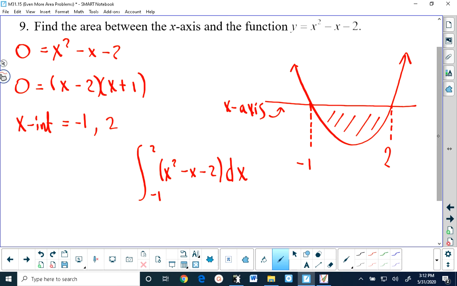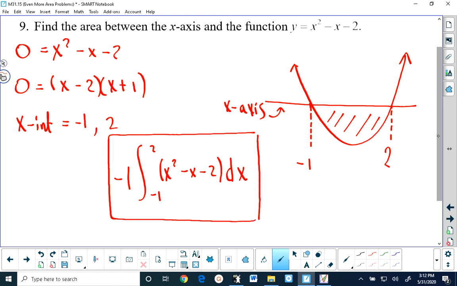One of the things you can do, and if you've taken physics with me, you understand this a little bit better than if you haven't, is recognize that since that area is below the x-axis, that area is negative. Which means that this integral that I wrote needs to be multiplied by -1 in order to give you the proper area. That's one of the options. And we can evaluate this, and we will in a minute.